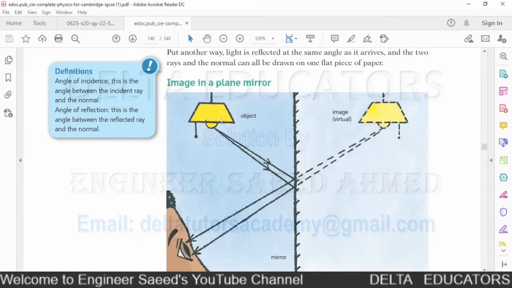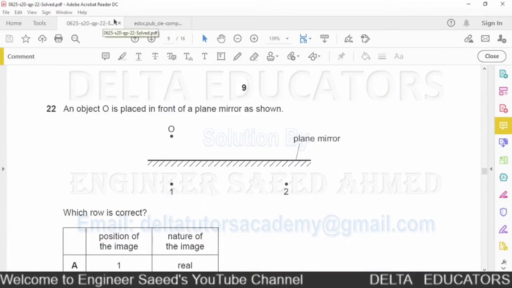It is an object. It is the image of the object. Here the distance from the mirror to the object is equal to the distance from the mirror to the image. And the image is formed at the same height as the height of the object. Second thing, the image formed here is a virtual image because the image is not formed by the actual meeting of the rays. Now go back to our question.